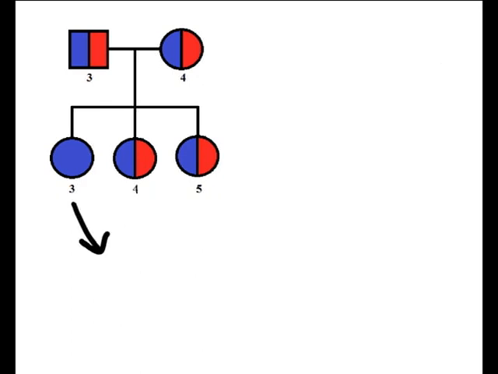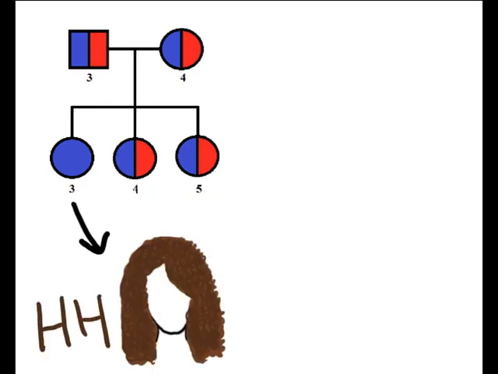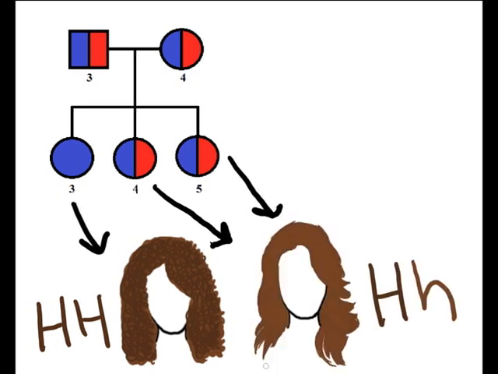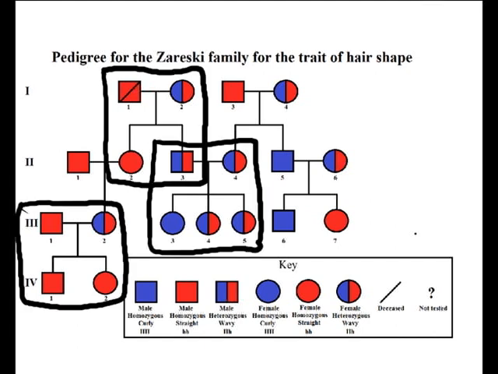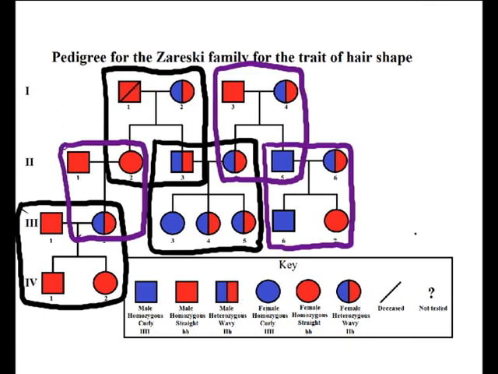Individual generation 3-3 has curly hair, and therefore her genotype would be two capital H's. Individual generation 3-4 and individual generation 3-5 both have wavy hair, and therefore would have the genotype capital H lowercase h. When looking at the pedigree, these 3 families of parents and offspring follow the incomplete dominance inheritance. However, it appears that these 3 families do not.